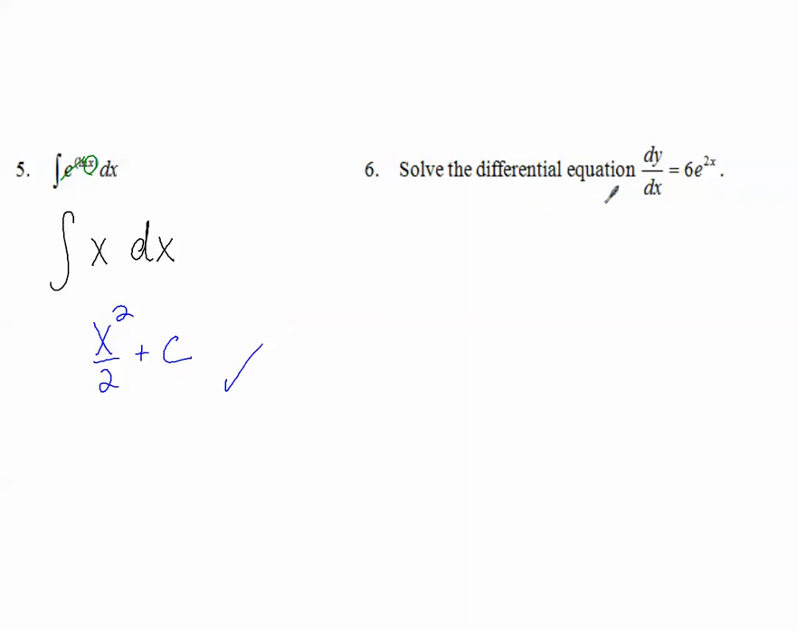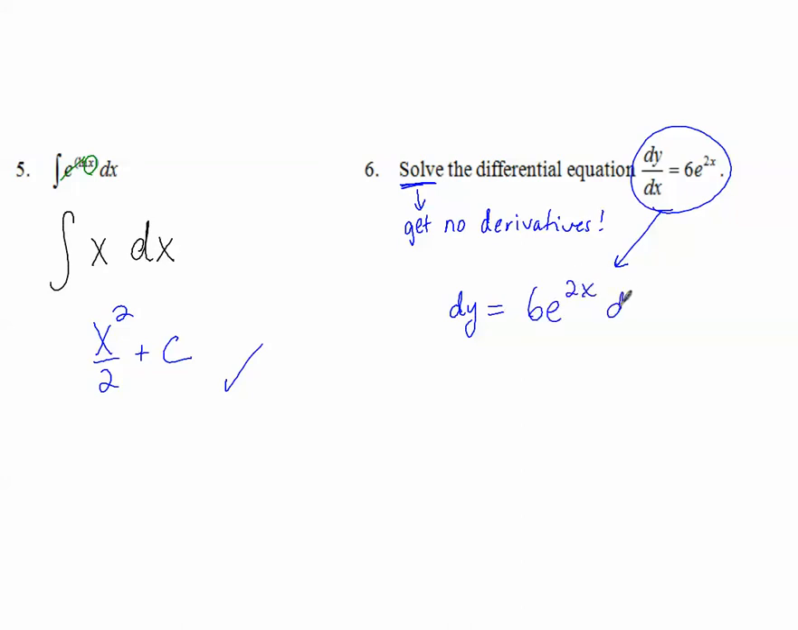Solve the differential equation. Fancy directions for doing things that we've already been doing. Solve, if it's a differential equation, it means it has a derivative. Solve the differential equation means get the equation to have no derivatives. Well, how do we do that? Go backwards, the antiderivative. So let's review what we did with this type of expression. Multiply to the other side dx. So dy equals 6e to the 2x dx. Get no derivative, or take the antiderivative. No derivative means I need the antiderivative.